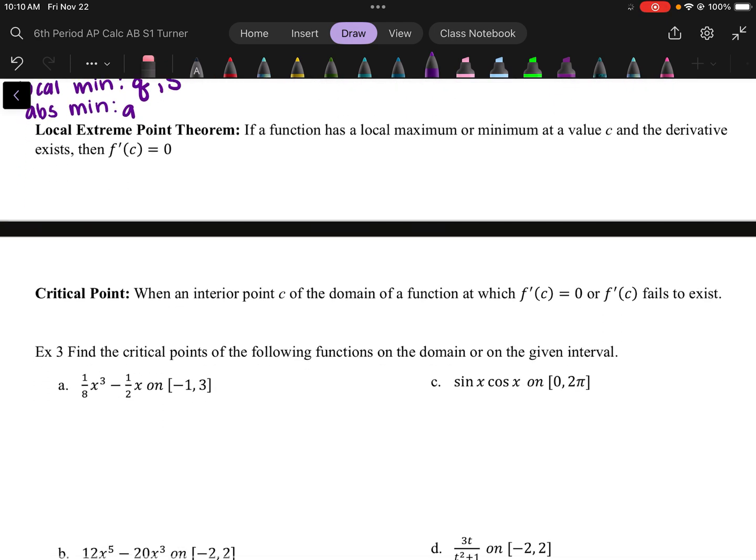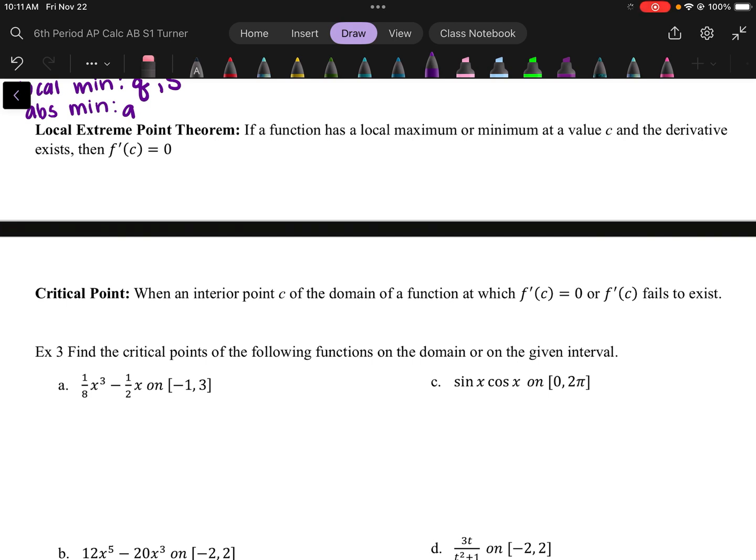As we talk through the local extreme points, if a function has a local point at any point C and the derivative exists, then you can actually find those local values by taking your derivative and setting it equal to 0. When we do that, we refer to those as your critical points. So if a question asks me to find my critical points, we're going to take the derivative of whatever function they've provided, and set it equal to 0 to see where those critical points are happening.